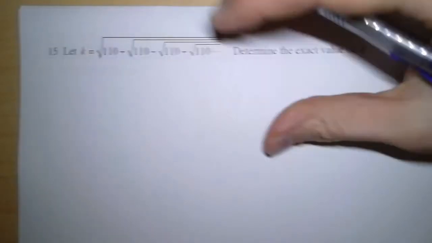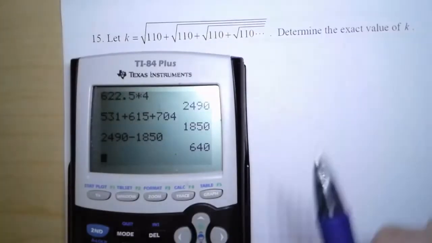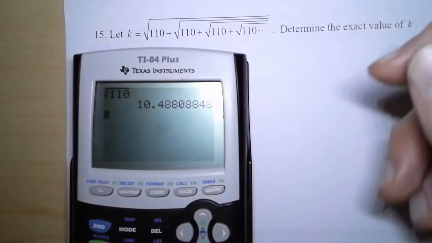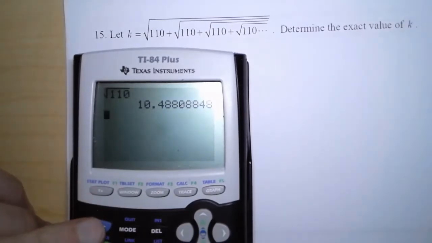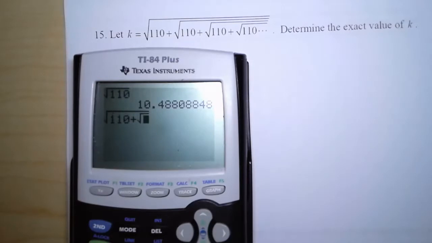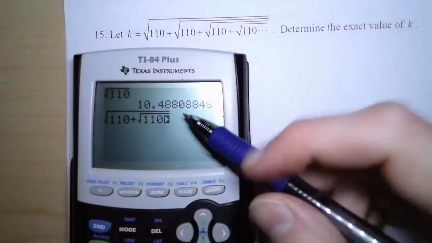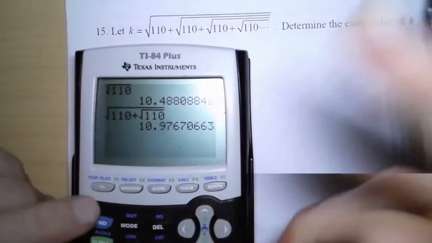The first way is using your calculator, and what we do is we start with the square root of 110, some decimal. And so then what we do is we take the square root of 110 plus the answer that we found. Now I can just write square root of 110, and I prefer to do it this way because it avoids having a round-off error. Okay, so we have that.